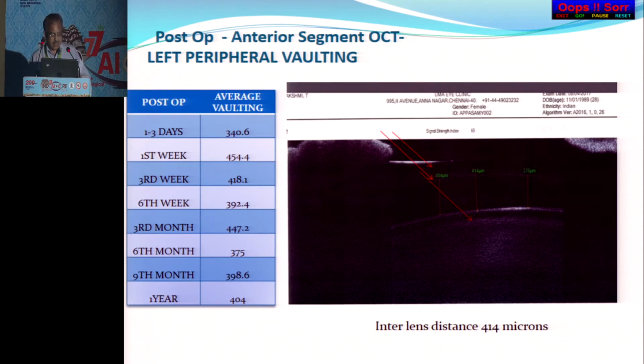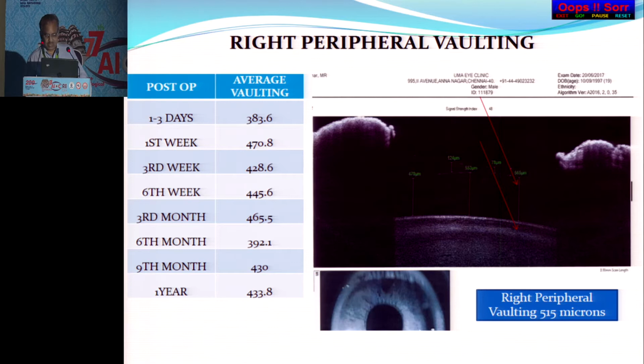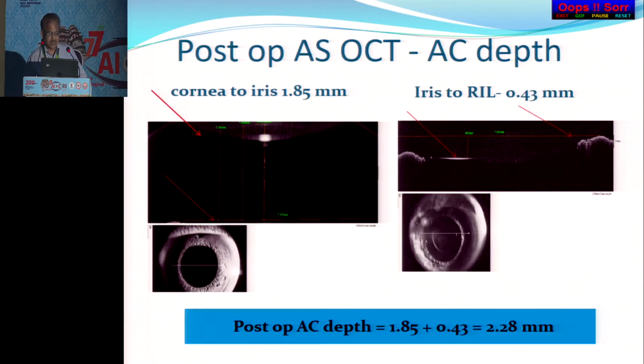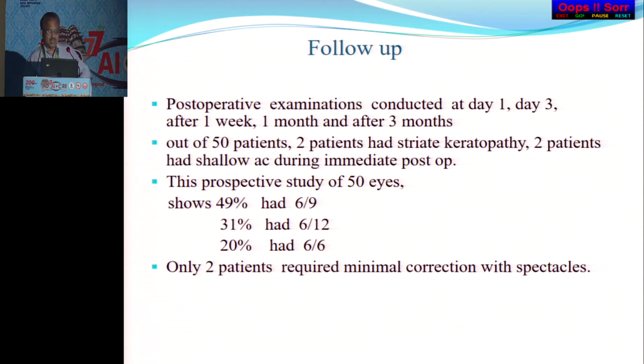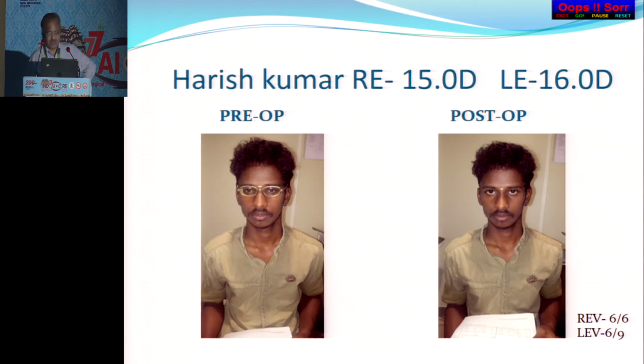In left peripheral vaulting, the distance is 4.4, and in right peripheral vaulting there is 5.5 microns. Post-operative examinations were at day 1, day 3, and after 1 week, 1 month, and 3 weeks. Out of 50 patients, 2 patients had cyanoid keratopathy, and 2 patients had shallow AC during immediate post-op. This prospective study of 50 eyes: 49% had 6.9, 31% had 6.12, and 20% had 6.6. Only 2 patients required intervention, and these are some of the patients.